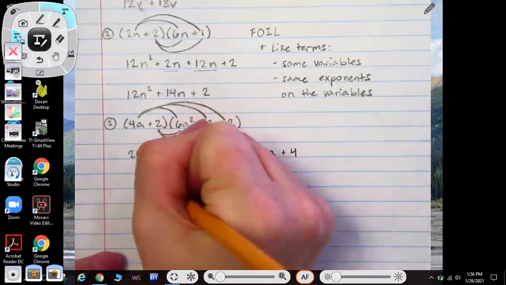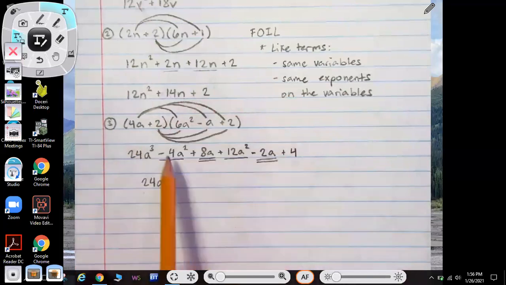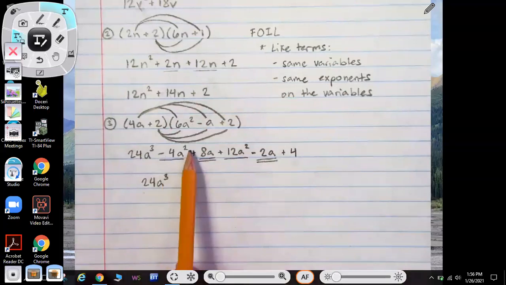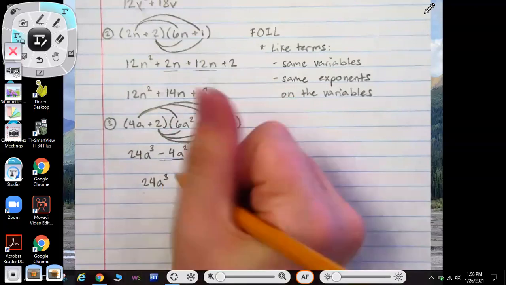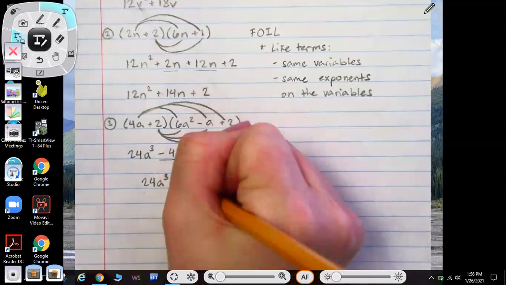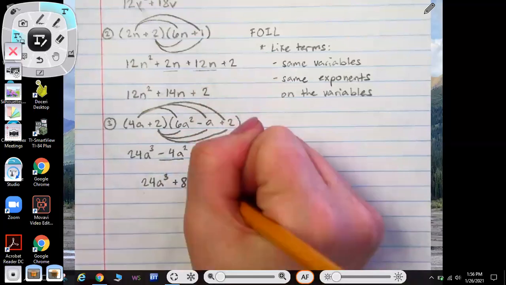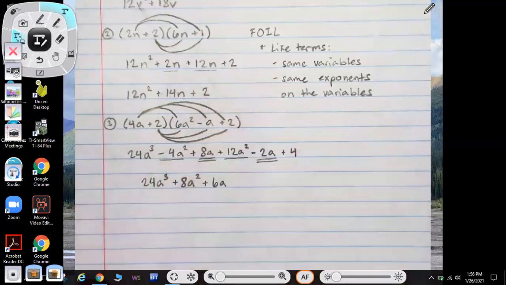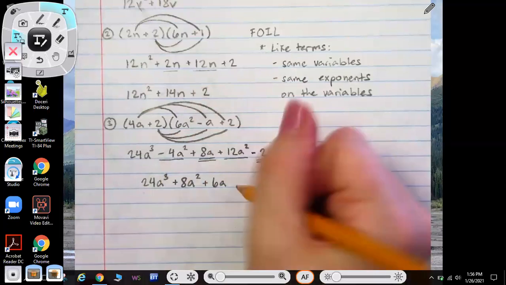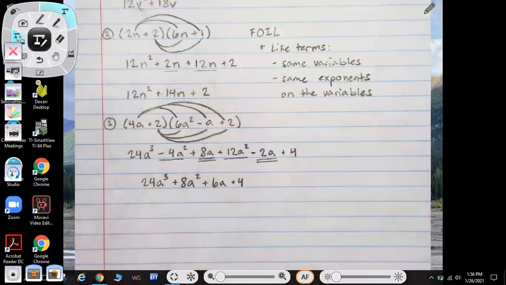So we get 24a cubed. And then we have negative 4a squared plus 12a squared gives us a positive 8a squared. Then 8a minus 2a is 6a plus 4. That's it.